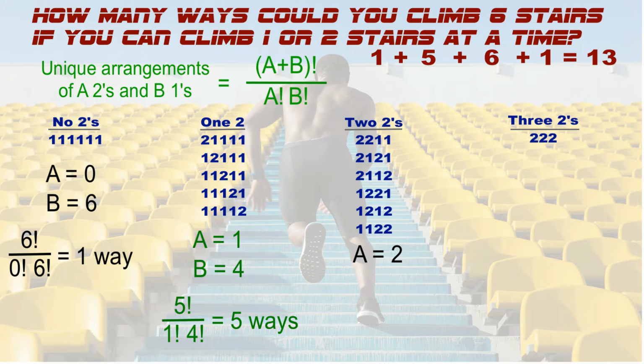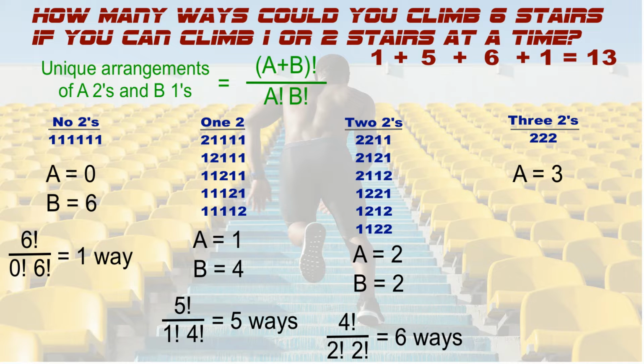If there's 2 2s, there's 4 digits, so there's 2 1s, and if there's 3 2s, there's only 3 digits, so there's 0 1s. The point is, without enumerating, we could still calculate the number of elements in each of these different columns. So we could figure out there's 13 unique ways to get up these 6 steps, taking steps 1 or 2 at a time, without listing them all out.